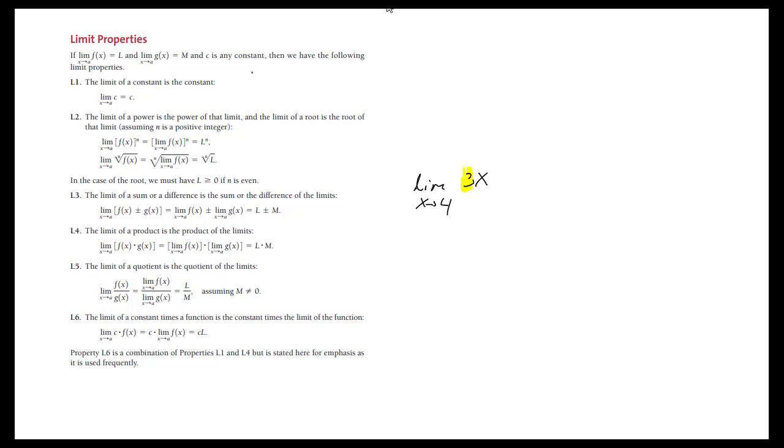Now, which one is going to be my function and my constant? The number 3, remember? All the numbers are going to be my constant. And x is going to be my function. Just to identify the values, I'm going to say c is equal to 3 and f of x is equal to x. Then what I need to do is multiply. The limit when x approaches 4 of 3x is going to be equal to c, which is 3, times the limit when x approaches 4 of f of x, which is x.